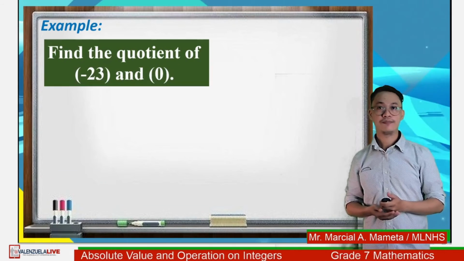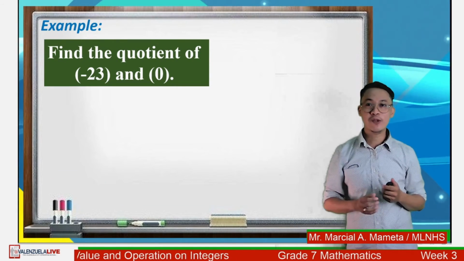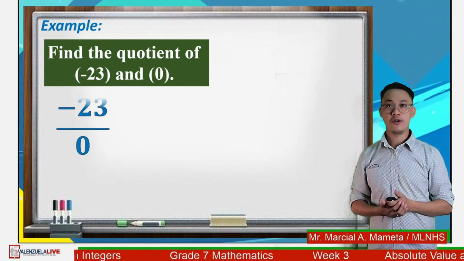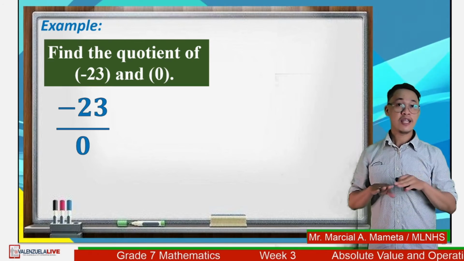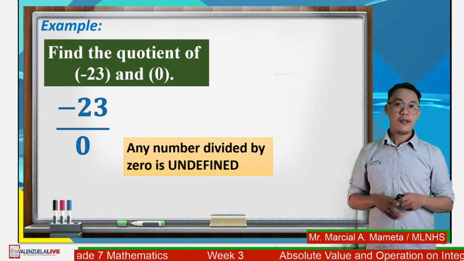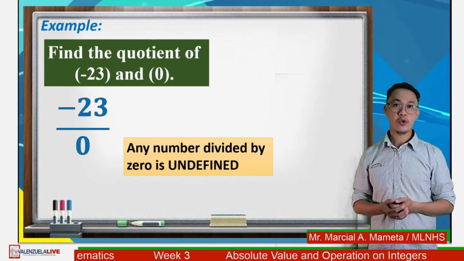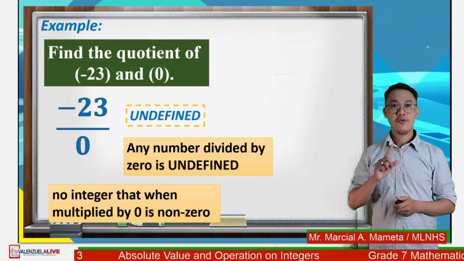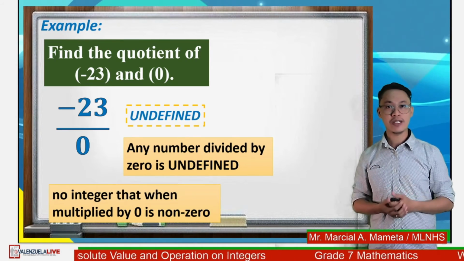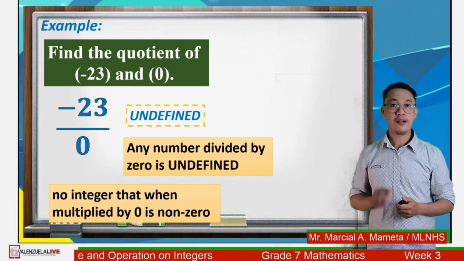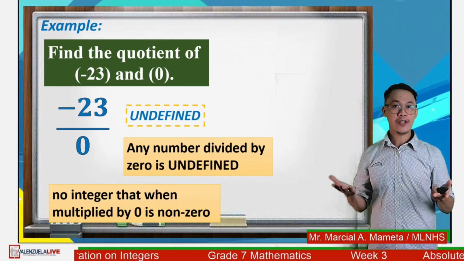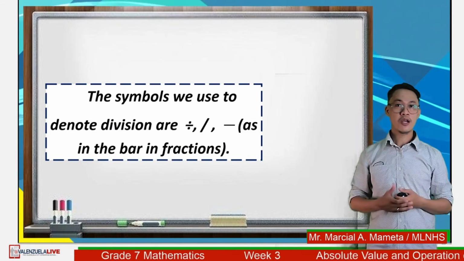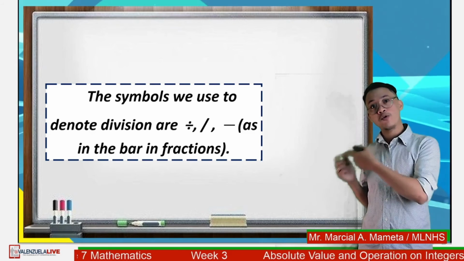Another example. Find the quotient of negative 23 and 0. Again, negative 23 and 0. So we have negative 23 divided by 0. Any number divided by 0 is always undefined. Note, there is no integer that when multiplied by 0 gives a non-zero answer. Again, any number divided by 0 is undefined. The symbol we use to denote this is this one.